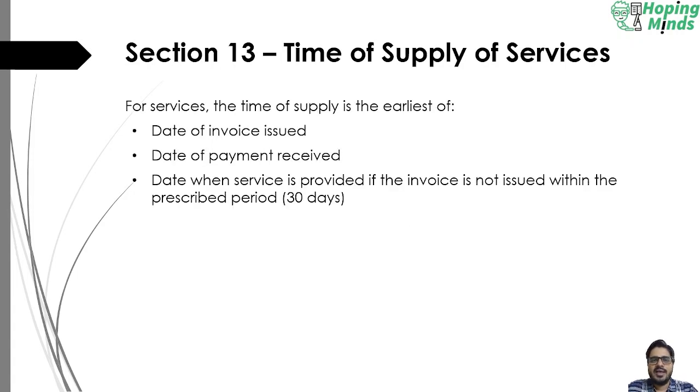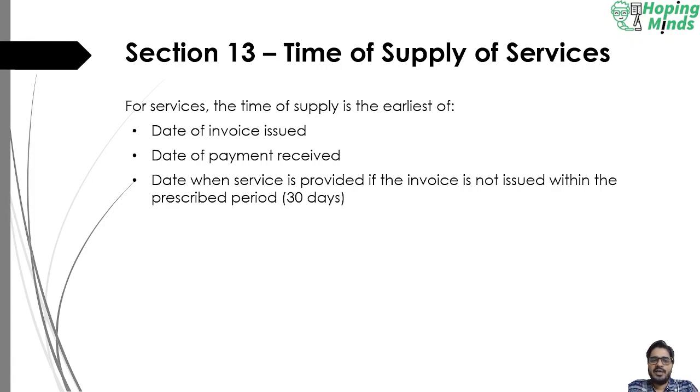So now let us see section 13, that is time of supply in case of services. So the time of supply for services plays an important role in determining when GST liability arises. It ensures that businesses comply with the tax law accurately and on time.